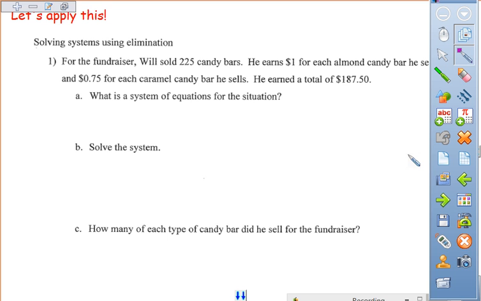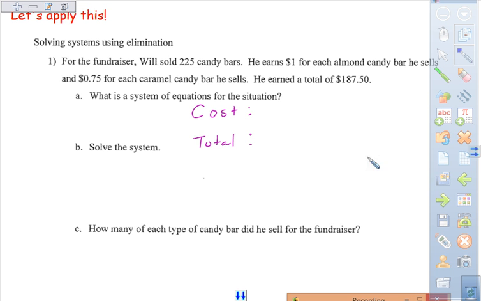Let's apply this. For the fundraiser, Will sold 225 candy bars. He earns $1 for each almond bar he sells and 75 cents for each caramel bar he sells. He earned a total of $187.50. We need to write a system of equations. The first equation we're going to write is going to revolve around cost. The second equation is going to be about the total number of bars we sell.